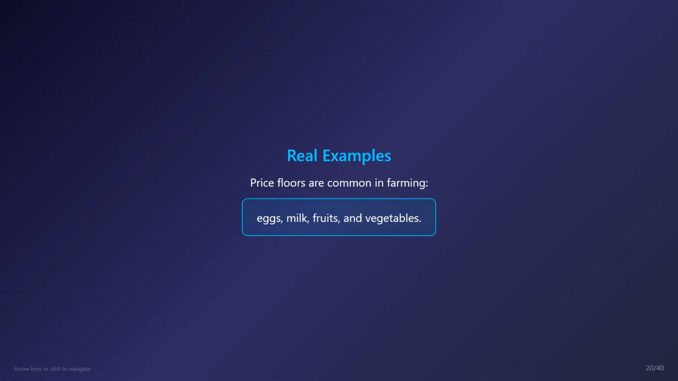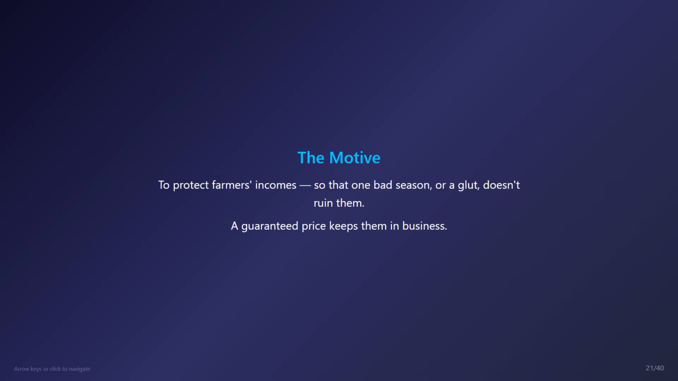Mostly in farming. Think of eggs, milk, fruits, and vegetables, products where a guaranteed minimum price protects the people who grow them. And the motive is to protect farmers' incomes. A guaranteed price means that one bad season, or a sudden glut that crashes the market price, won't ruin them. The floor keeps them in business through the ups and downs.